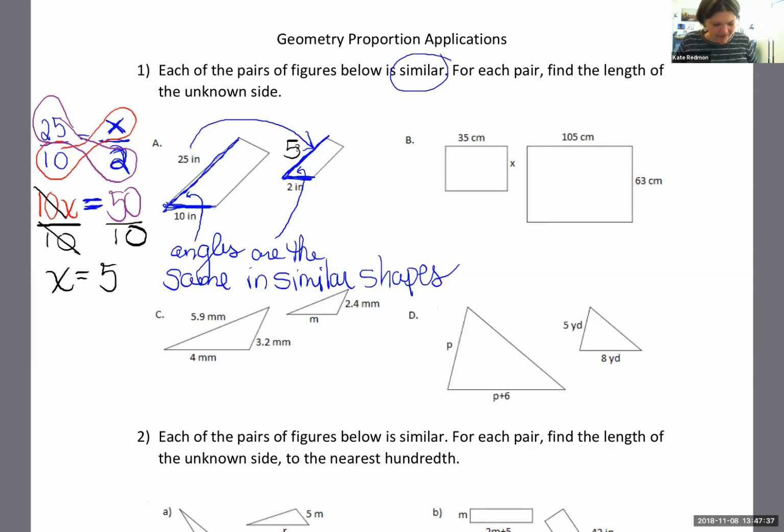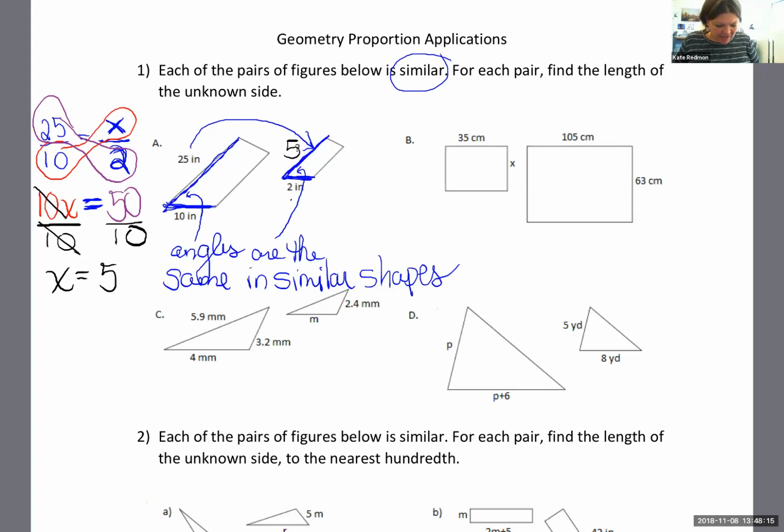Now, I have to say that this is not the only way to solve this problem. Some students say, Kate, I knew it was 5 before you set up your proportion. And I'm like, that's nifty. That's really cool. Does anybody see the relationship here between the big shape? I don't know what kind of shape it is. I'll just call it a quadrilateral. That's a generic word that means four-sided shape. Okay, so can you guys see the relationship between the big shape and the small shape?